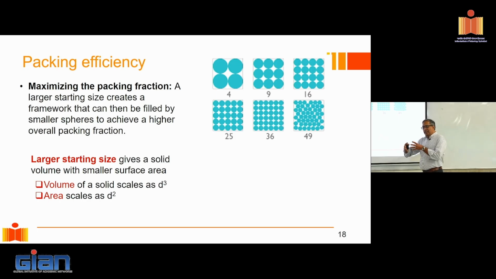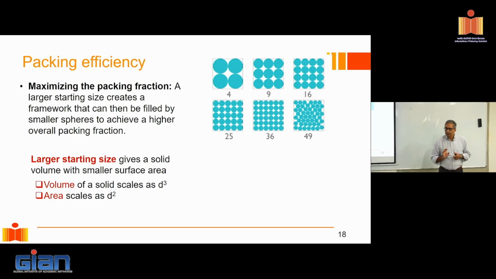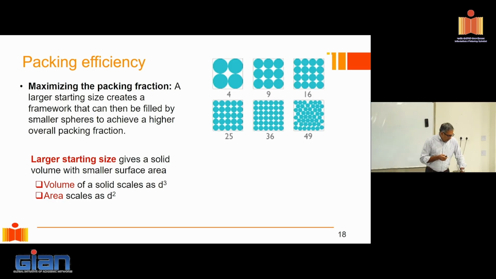So when I deal with larger spheres, my surface area becomes smaller, right? So I'm able to achieve a larger volume with a smaller surface area. This is another thing that we need to remember. If I start with a larger initial sphere diameter, A, I will be able to achieve a better packing efficiency, and B, my total surface area that I have to deal with is going to be smaller. Two things that we have to bear in mind.